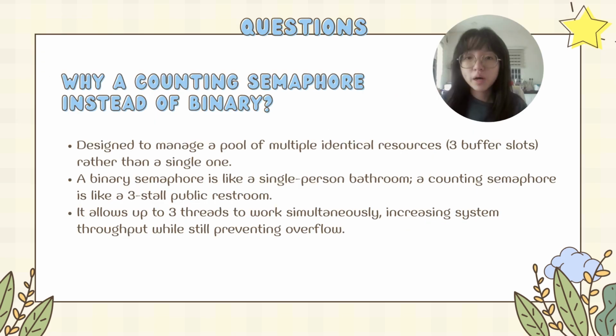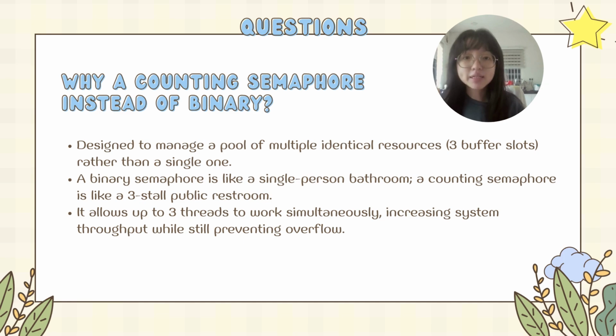The first key question is, why use a counting semaphore instead of a binary one? A binary semaphore is like a tiny cafe with only one chair. It's a one-in, one-out system. If we use that here, we will be wasting our resources because even though we have 3 buffer slots available, only one thread could work at a time.